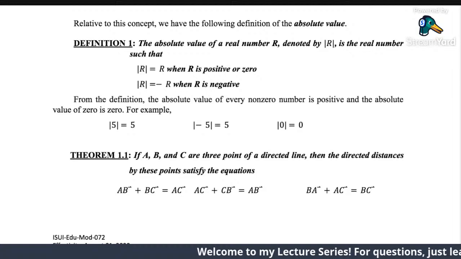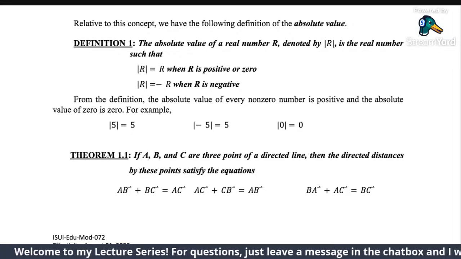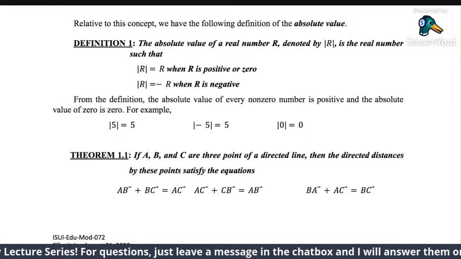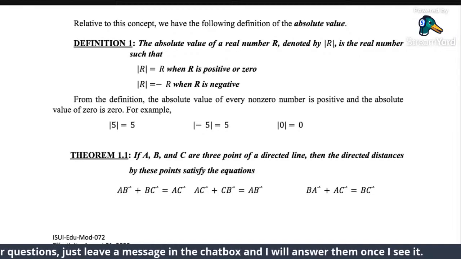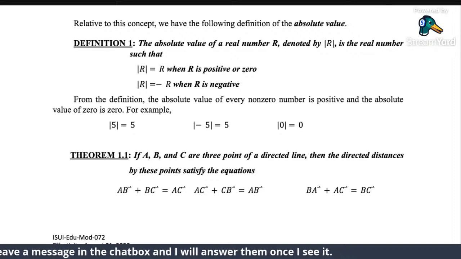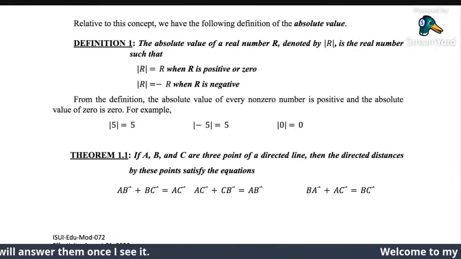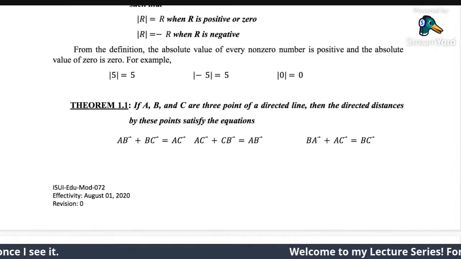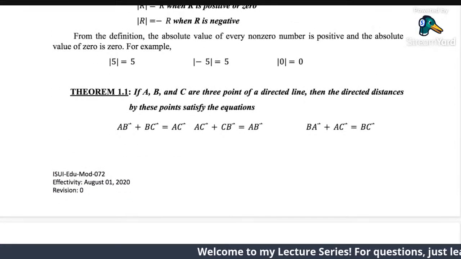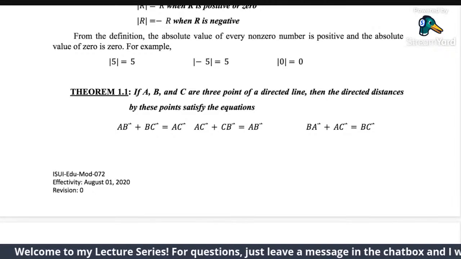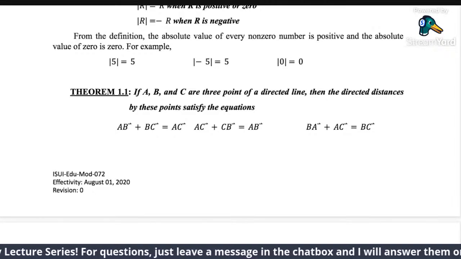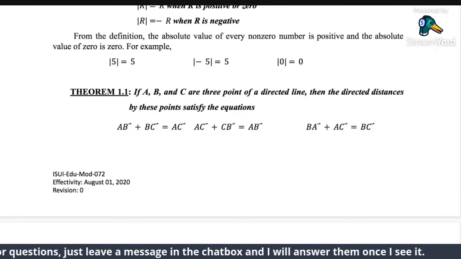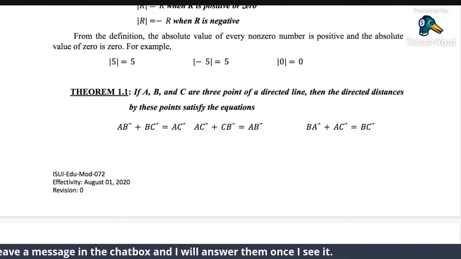It doesn't mean na negative yung magiging absolute value ng r. It's just that if r is negative, you multiply it with negative, it will become positive. Because we know that the absolute value of any real number is always positive. So just like in this example, positive 5, absolute value is positive 5. Absolute value of negative 5 is negative times negative 5. It will give you positive 5. And the absolute value of 0 is equal to 0.